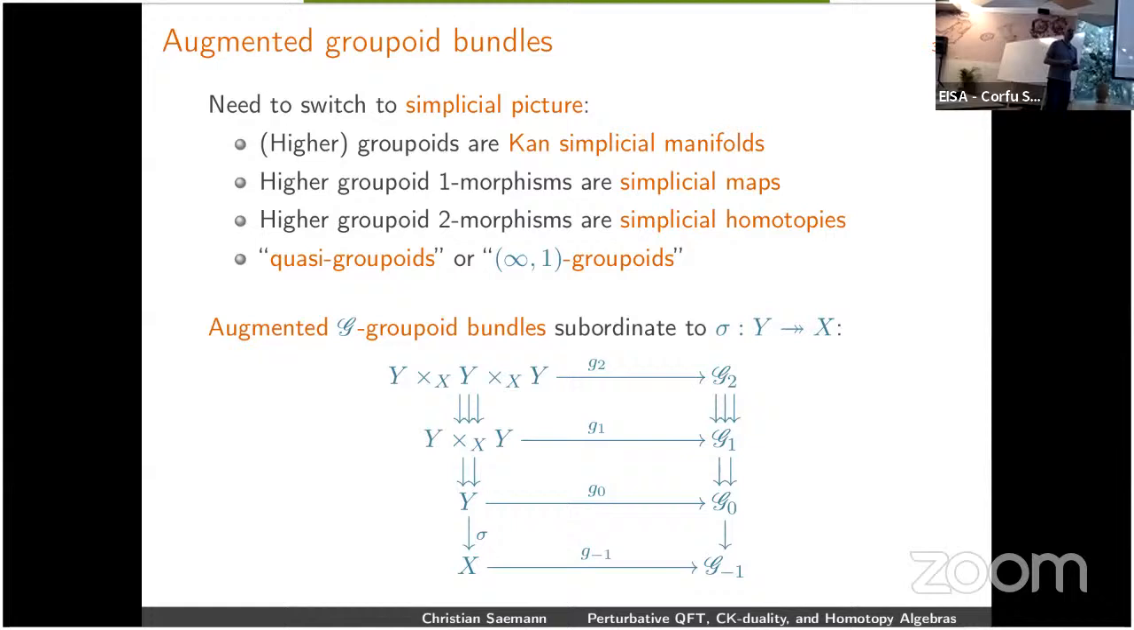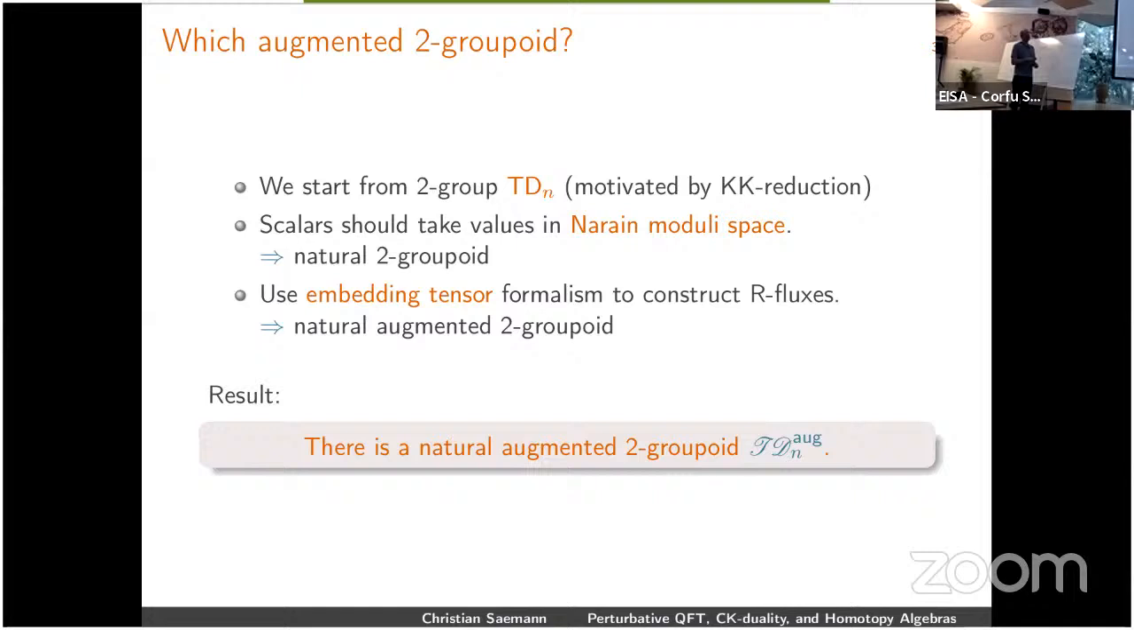TDN is clear, that comes out by Kaluza-Klein reduction, if you directly do what you would expect. The Narayan modular space, that's for the scalar, that's also not too hard to guess, but then this was a little bit non-trivial. And we have to check that this is the right guess. We don't know, so it may be wrong.